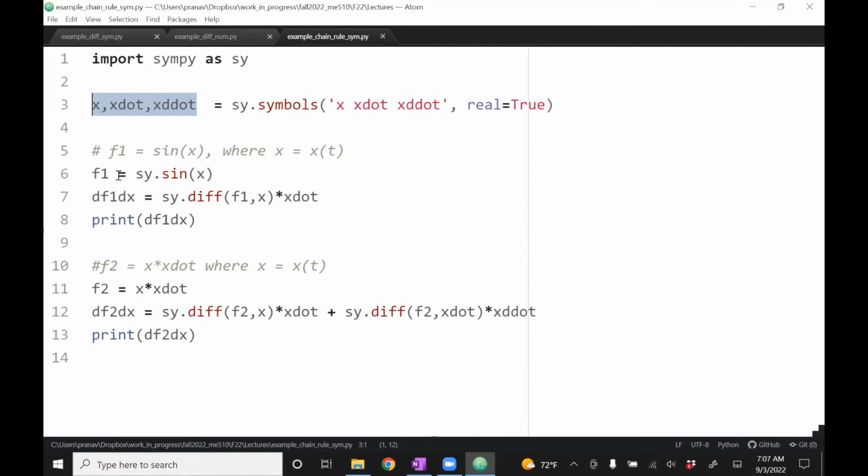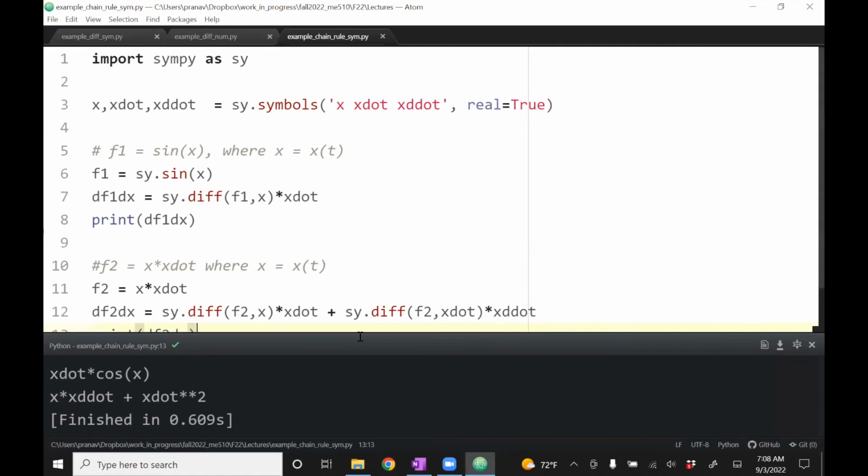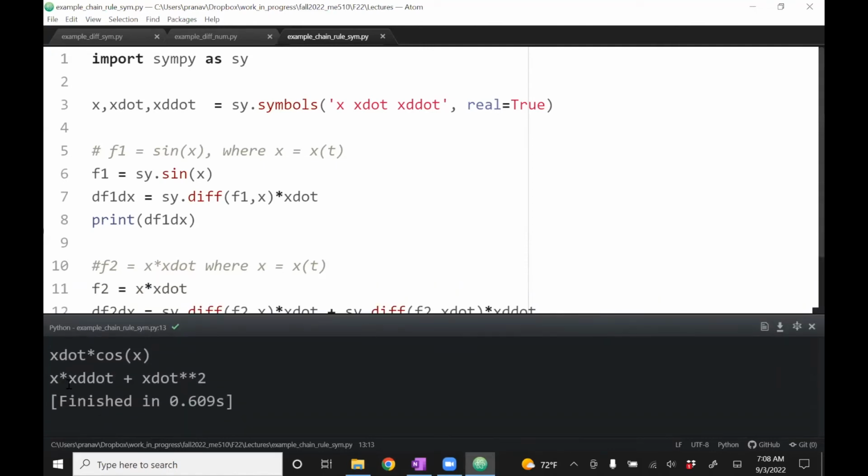I need to compute the derivative with respect to x, but x is a function of time. So I do the chain rule. So this is the chain rule. Then I have f2, which is x times x dot, in which case I need to break down the two parts. One is with respect to x, one is with respect to x dot, and then I print the value. So let's run this. When I run this, I see that the first answer is x dot cosine of x, which is what it is for this. And then for the second one, it is x dot squared, which was my first term, and then x times x double dot. So this is how you compute the symbolic derivative with the chain rule.